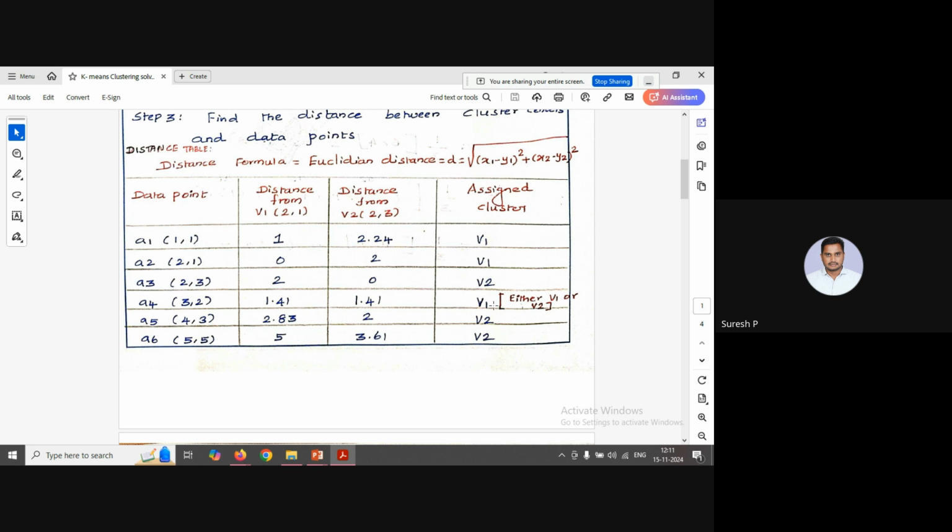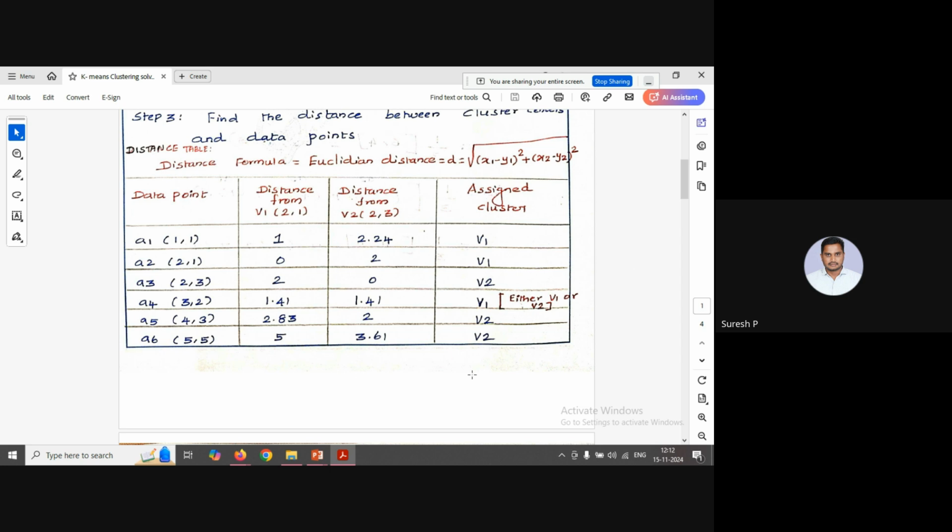Suppose the distance is the same for the two cluster centers for a single data point. That data point can be added to either the first cluster or the second cluster. So assume that we are using V1. Then between A5 and V1, 2.83, A5 and V2, 2, so A5 will be added with V2. And A6 and V1, 5, A6 and V2, 3.61, so A6 will be added with V2.